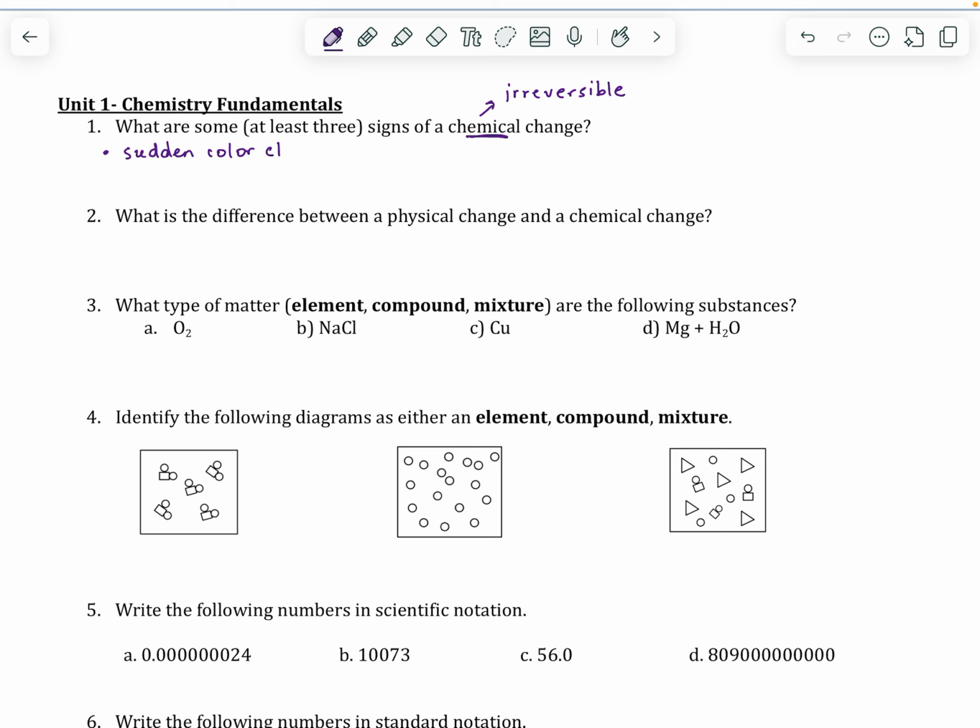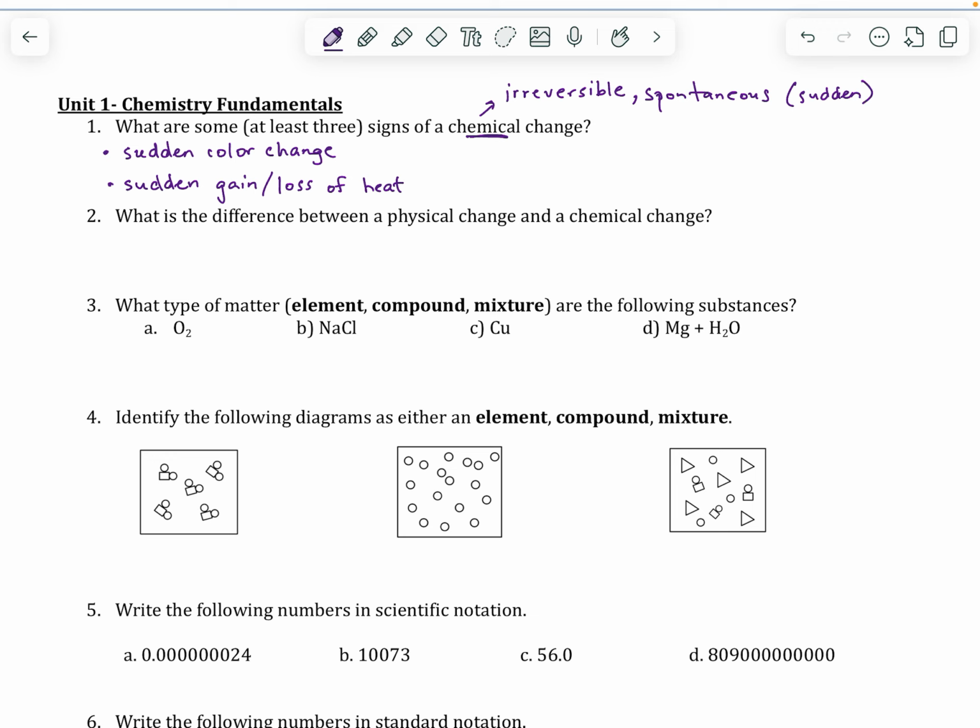color change. Another one could be sudden gain or loss of heat, right? So sudden temperature change effectively is what that is, and it's something that you're not physically doing, like boiling a pot of water. You're physically changing the amount of heat, but if it just happens spontaneously, and I'll add that irreversible, spontaneous, which means again, the word sudden, all right?